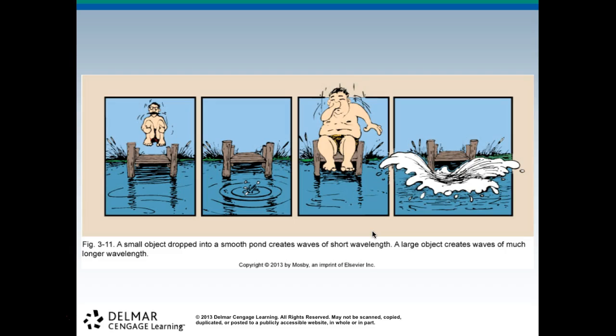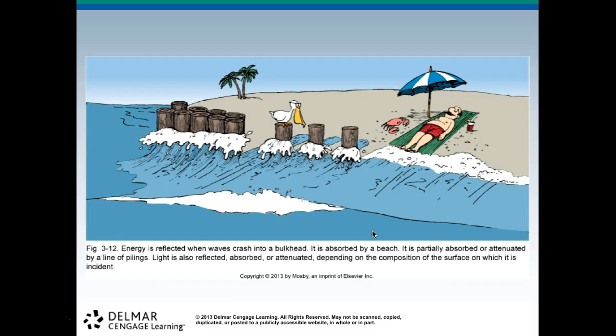So a small object dropped into a smooth pond creates waves of short wavelength. A large object creates waves of much longer wavelengths. And you can see here, energy is reflected when waves crash into a bulkhead. It is absorbed by the beach. It is partially absorbed or attenuated by a line of pilings. Light is also reflected, absorbed, and attenuated depending on the composition of the surface it goes upon.